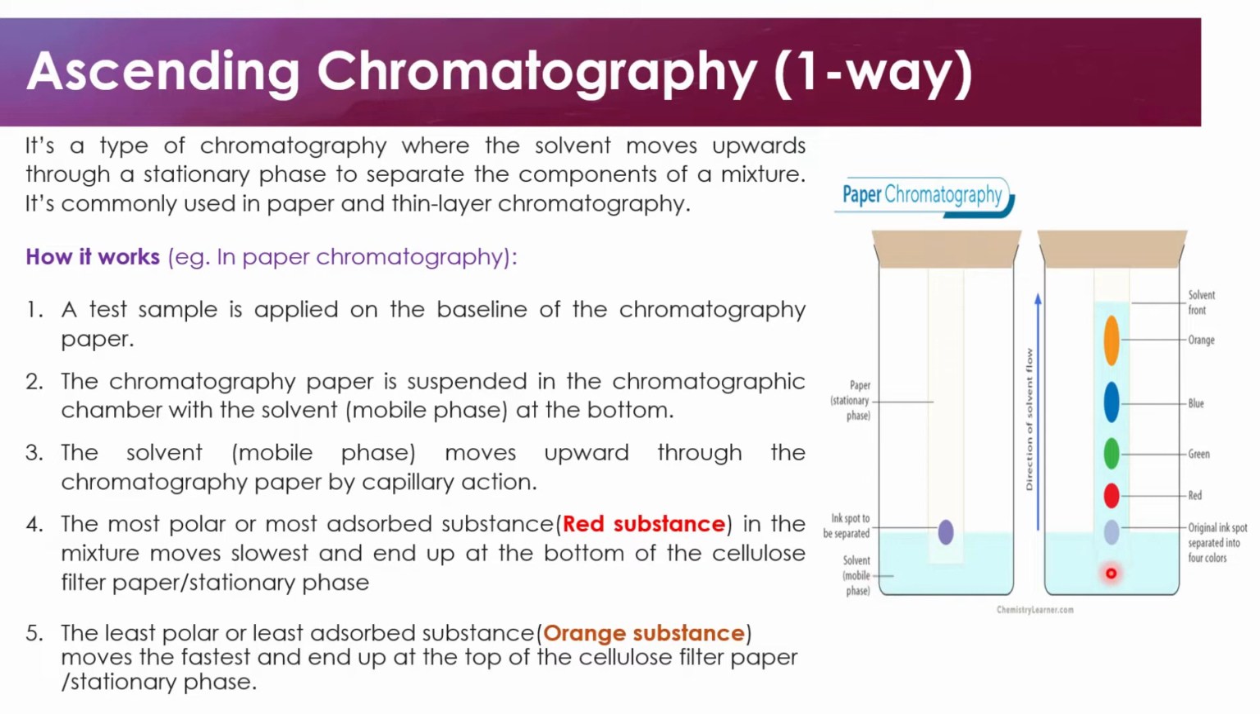The solvent, which is the mobile phase, moves up through the chromatographic paper by capillary action, and as this happens, the most polar or the most adsorbed substance, which is the red substance over here in the mixture, moves slowest and ends up at the bottom of the cellulose filter paper, or the stationary phase. And the least polar or the least adsorbed substance, which is the orange substance seen over here, moves the fastest and ends up at the top of the cellulose filter paper, or the stationary phase.